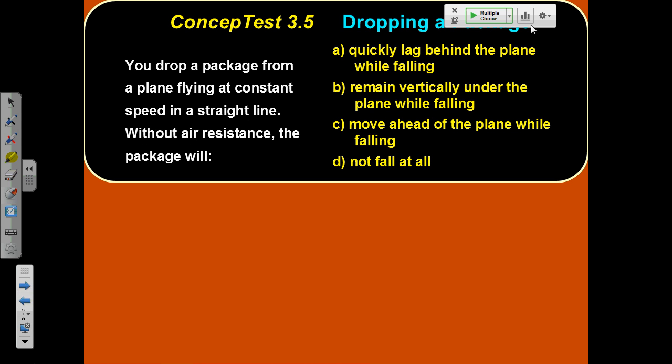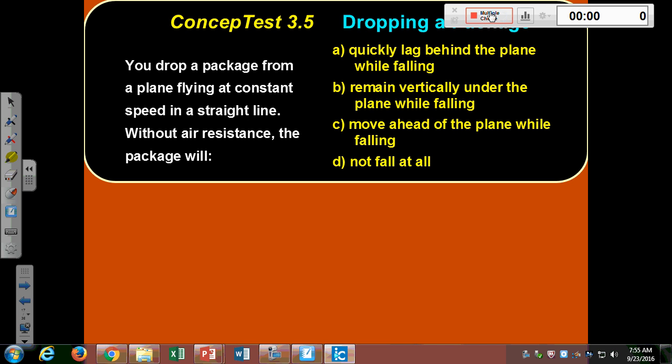All right, you drop a package from a plane flying at constant speed in a straight line. Without air resistance, the package will do what? Will it lag behind the plane, remain vertically under the plane, get ahead of the plane, or not fall at all? Here's my plane. It has a package which it drops. It's traveling in this direction. What happens to the package?